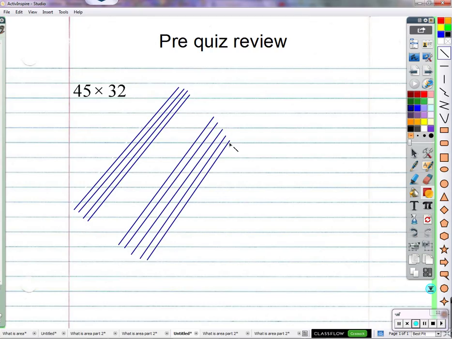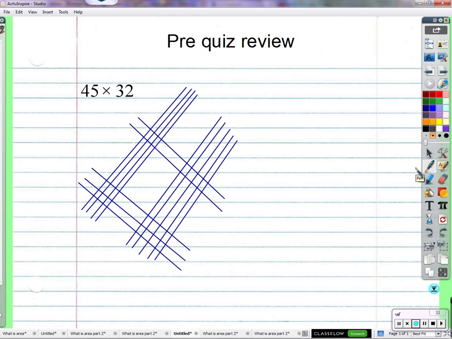Now, again, from left to right, we're going to represent 32 in the same kind of way. 30 and 2. Now we have this little diamond shape. Now I'm showing you how to do it. Later we're going to discuss why it works. We'll give you the right answer. It'll be the product.